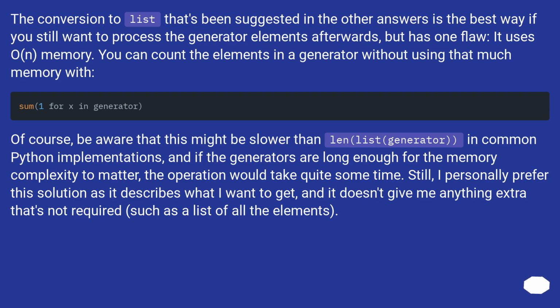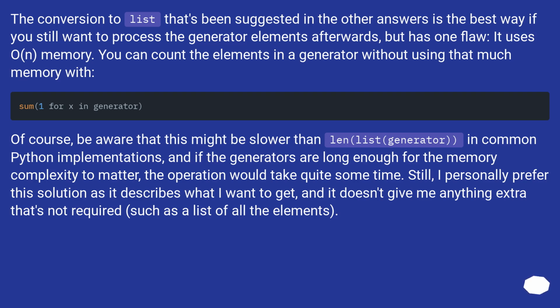The conversion to list that's been suggested in the other answers is the best way if you still want to process the generator elements afterwards, but has one flaw: it uses O(n) in memory. You can count the elements in a generator without using that much memory.